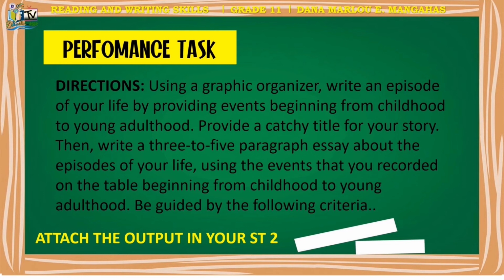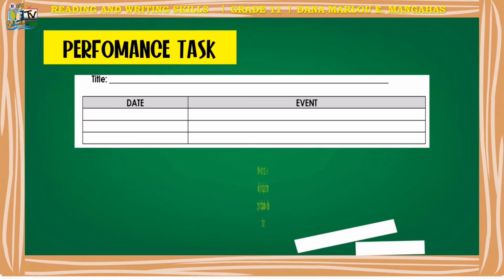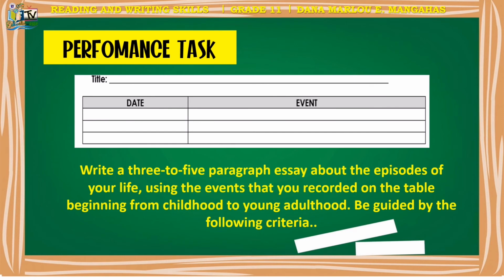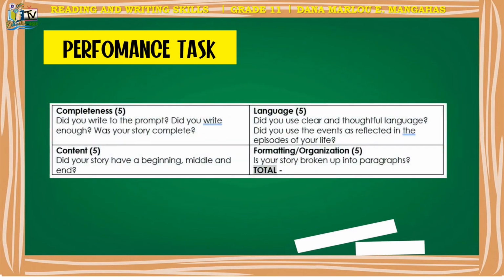Provide a catchy title for your story. Then, write a 3 to 5 paragraph essay about the episodes of your life, using the events that you recorded on the table beginning from childhood to young adulthood. Be guided by the table flashed on your screen. Please be guided as well by the rubrics, and you may write your essay at the back of your summative tests or attach another separate sheet of paper to it.